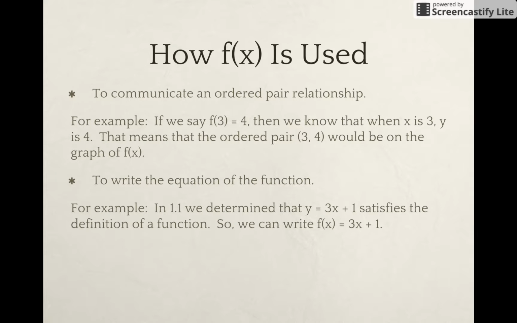One way we use f of x, and another benefit of using it, is that we see the ordered pair relationships communicated with this notation. So if we say that f of 3 is equal to 4, then we automatically know that when x is 3, remember that notation is f of x, the y value is 4. And so the ordered pair (3, 4) would be on the graph of our function f of x, and we would know that just by seeing that notation.